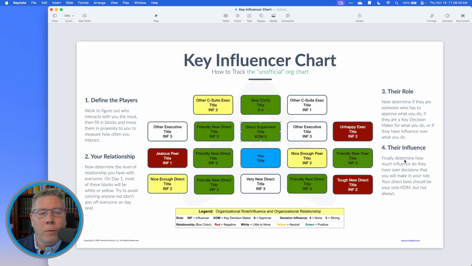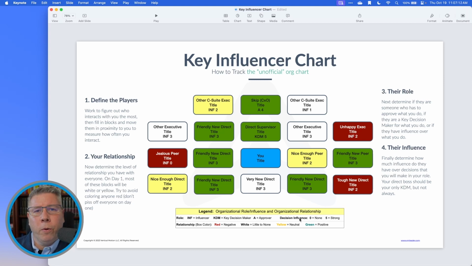And then finally, number 4, we define their level of influence. So finally determine how much influence they have over decisions that you will make in your role. Your direct boss should be your only KDM, but not always. You have all these other people who are influencers, right? What we do now is decide what their decision influence strength is. So someone that's over here, this person may actually be a 0. So you can have decision influence from 0 to 5.